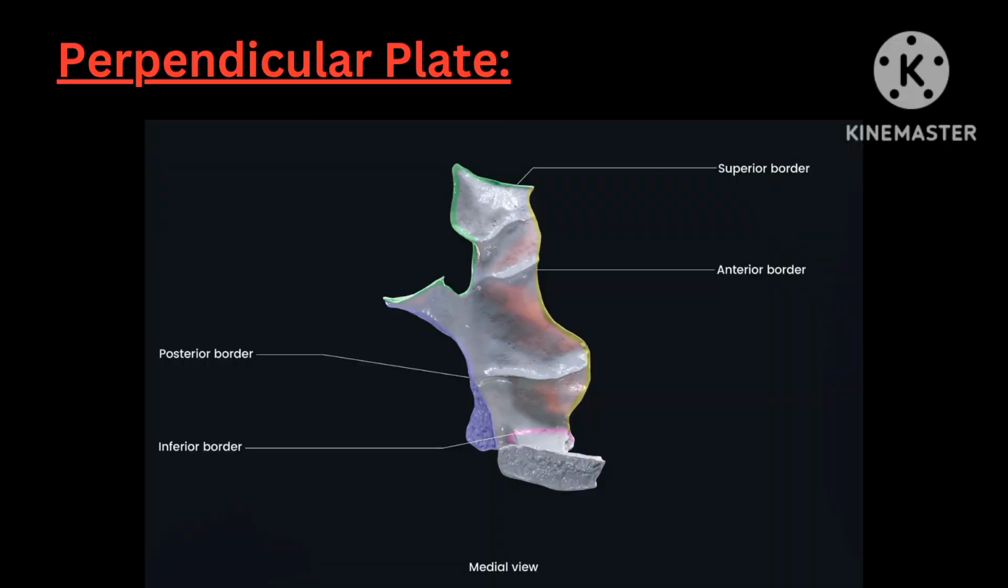Perpendicular plate. It is the vertical part of the palatine bone. It forms part of the medial wall of the maxillary sinus. Here we can see its 4 borders. The perpendicular plate has 2 surfaces, nasal surface and maxillary surface. This plate also features the sphenopalatine notch.